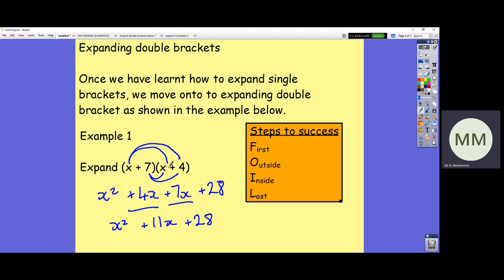This would be worth about 2 marks on an exam paper. So take 2 minutes and do it. It should be pretty straightforward, yeah? So this is the best way, in my opinion, of doing it. There are other methods. I'm not going to go through them.